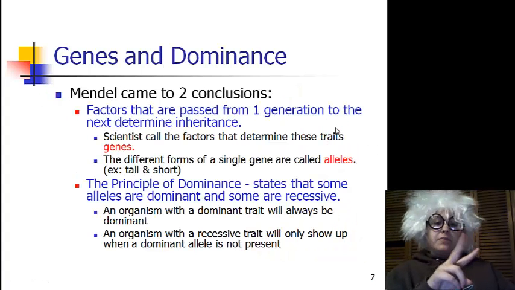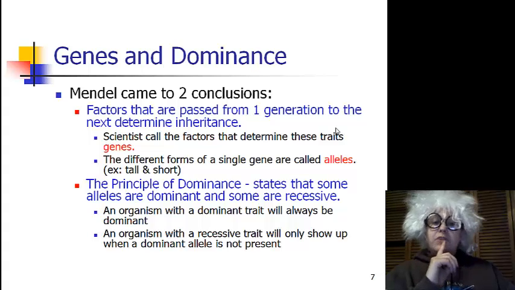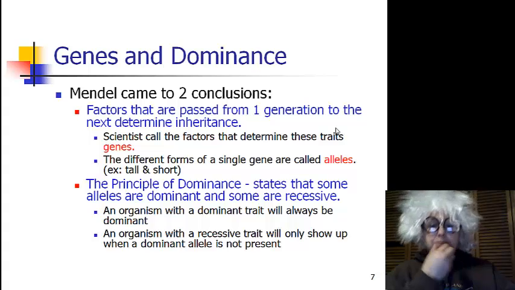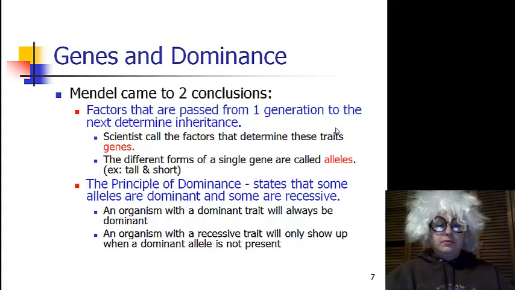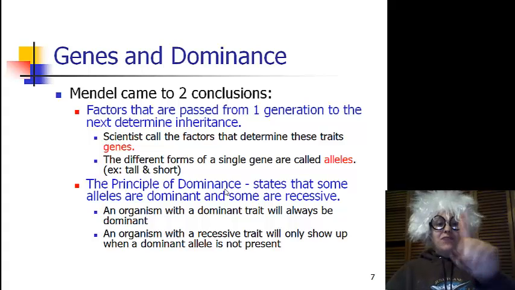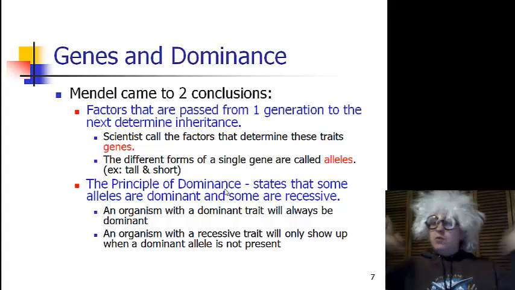We came up with two conclusions. One, factors passed down from one generation to the next determine inheritance. We call these traits, or these factors, genes. The two different forms of the genes are known as alleles. And then he figured out the principle of dominance. It states that some alleles are dominant and some are recessive. For a dominant, you only need one dominant for it to show. Doesn't matter what this other one is. As long as there's one dominant, it will be dominant.